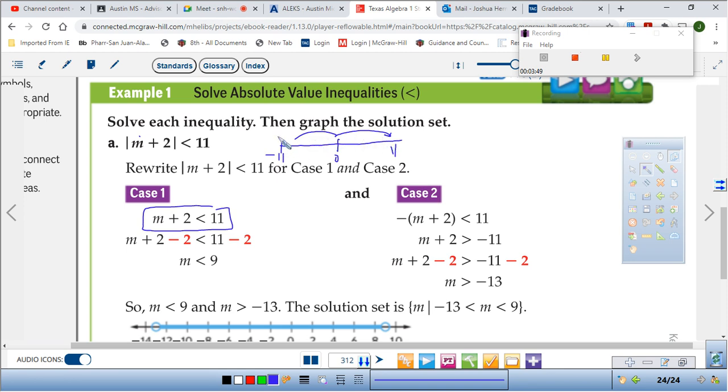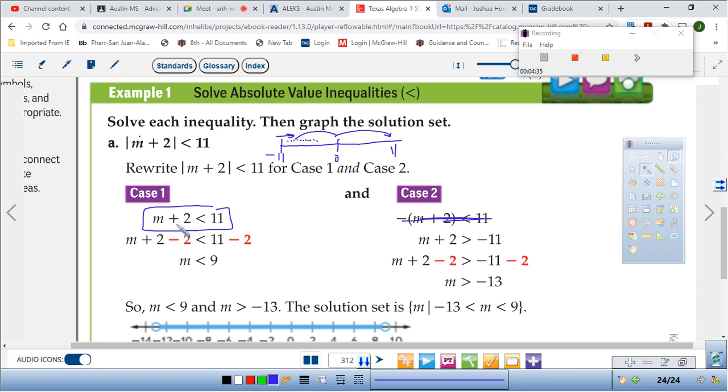Now in regards to this part here, these numbers are greater than negative 11. I'm just saying this part inside here is now greater than negative 11. Because we want the distance away from 0 to be less than 11, these are greater than negative 11. So that's it. Set them both up and do both.